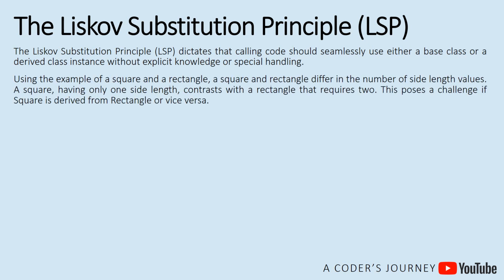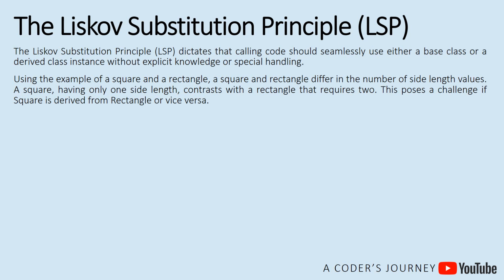Let me give you guys an example. So suppose that we want to implement the concept of a square as well as a rectangle, right? So a square and a rectangle are different in terms of the length of their sides, right? So a square means that the length of each side is equal. So a square has 4 sides, each of which has the same length. So this is the definition of a square, right?